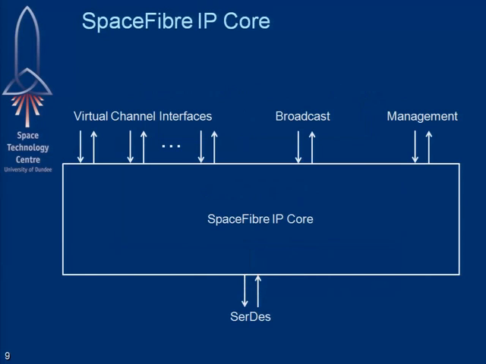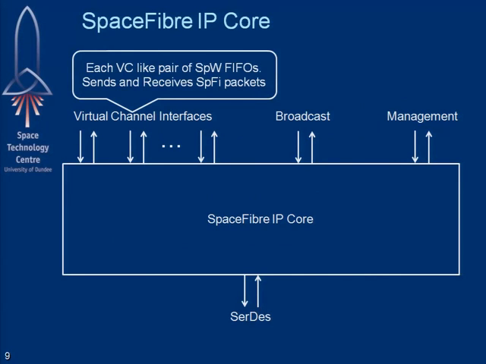If we look at a SpaceFibre codec, then it's actually very similar, except instead of the packet interface, we have a number of virtual channel interfaces. Each of these is like a pair of the SpaceWire FIFOs, so it can send and receive SpaceFibre packets. But because we've got several of these interfaces, it means we can send and receive several SpaceWire packets at the same time over a SpaceFibre network.